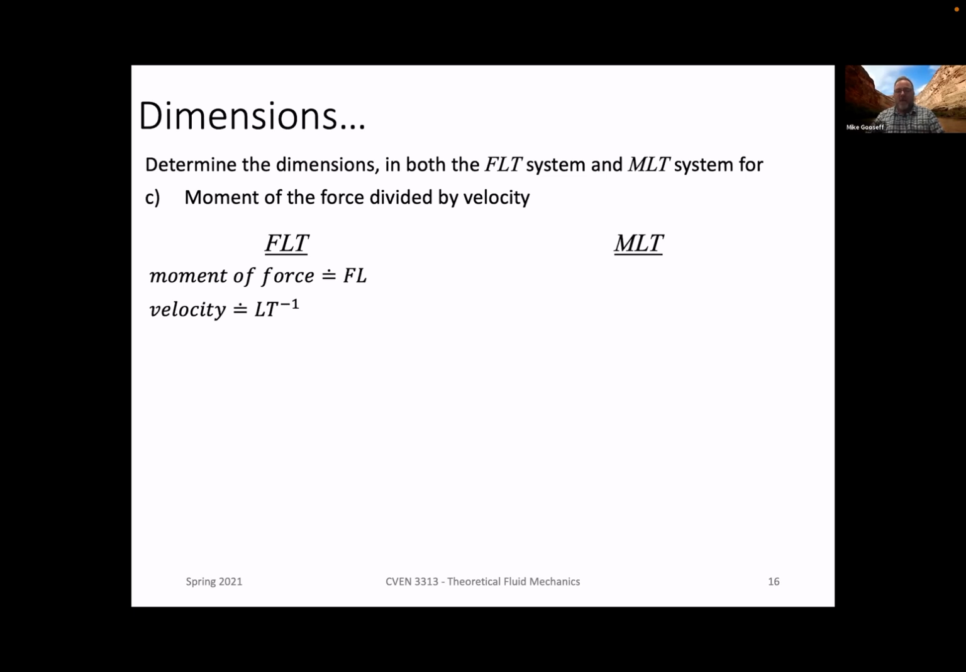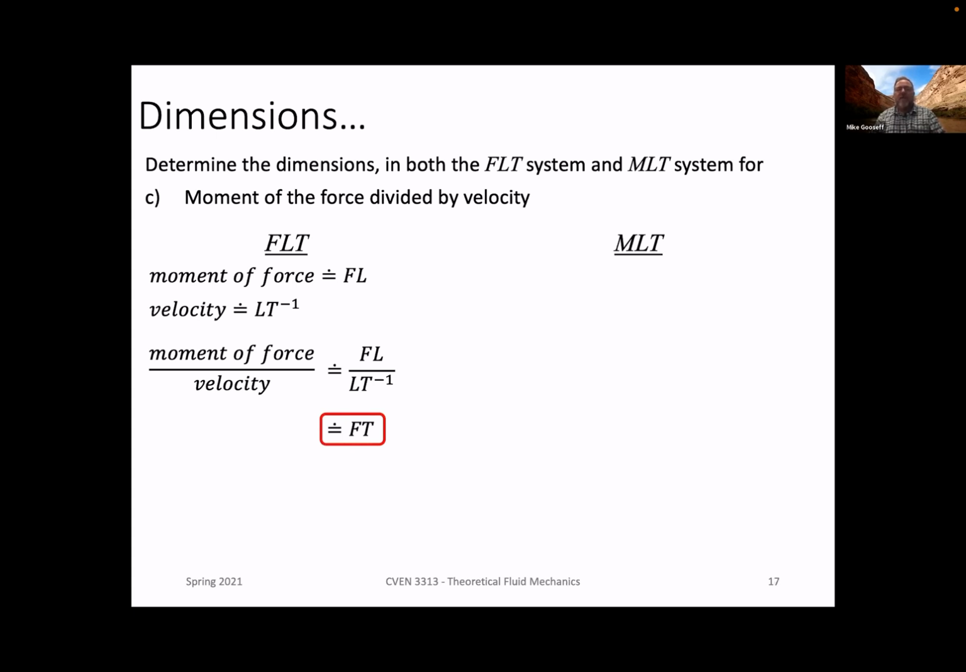The velocity, of course, is length per time, right? Meters per second, miles per hour, whatever. So moment of force divided by velocity would look like this: FL divided by LT to the minus 1. And so we're going to simplify here. Mostly the L's are going to cancel, and the F and T are going to come together to give us F times T, right? T to the minus 1 in the denominator puts it in the numerator to the 1 power, right? So there's our solution for the left-hand side.